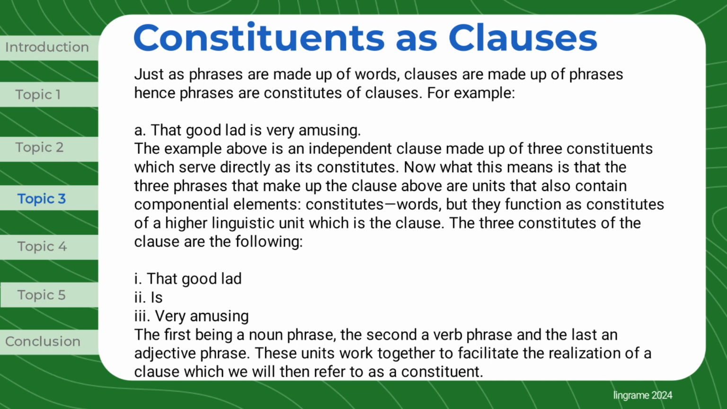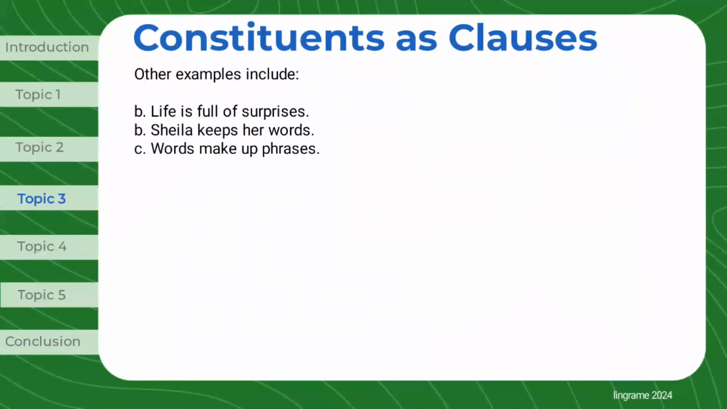The three constitutes of the clause are the following: that good lad, is, very amusing. The first being a noun phrase, the second a verb phrase, and the last an adjective phrase. These units work together to facilitate the realization of a clause, which we will then refer to as a constituent. Other examples include: life is full of surprises. Sheila keeps her words. Words make up phrases.